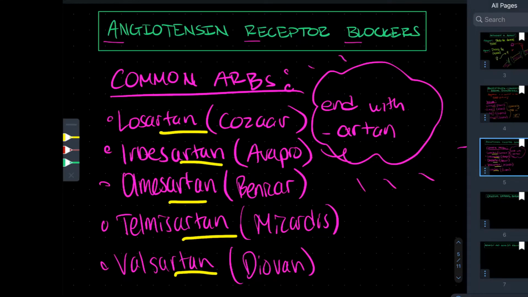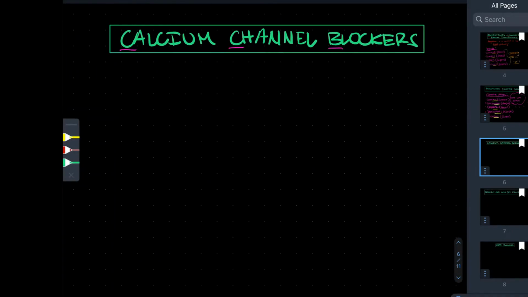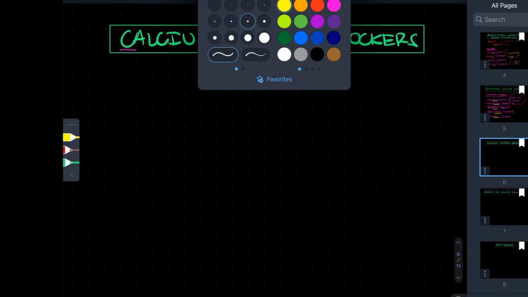So very important. That's a good way to identify an angiotensin receptor blocker. Okay. Now on to calcium channel blockers.